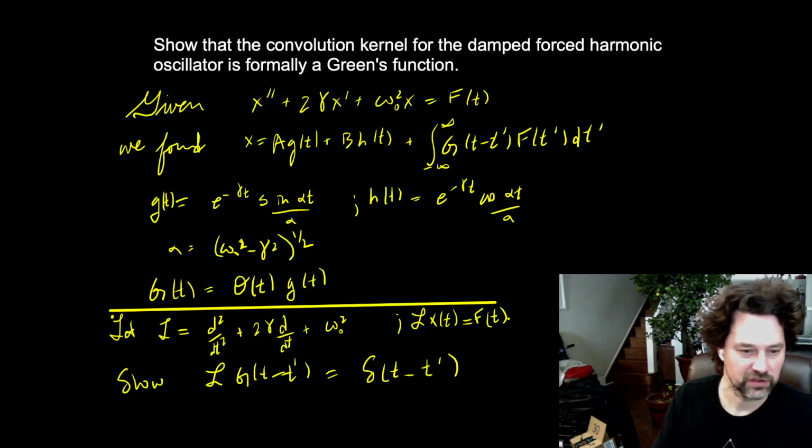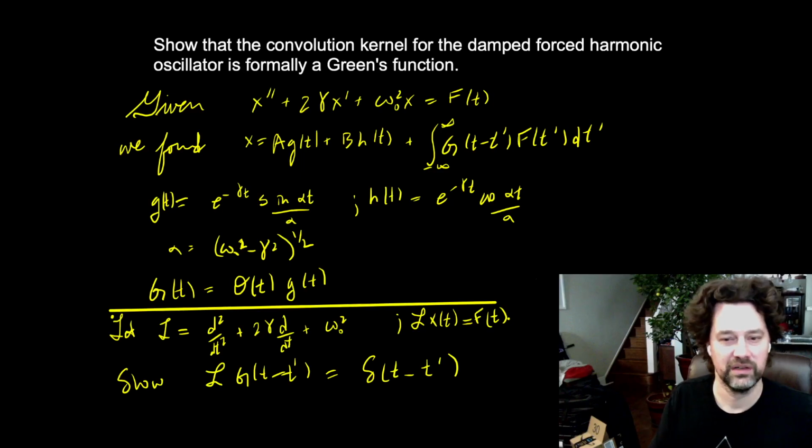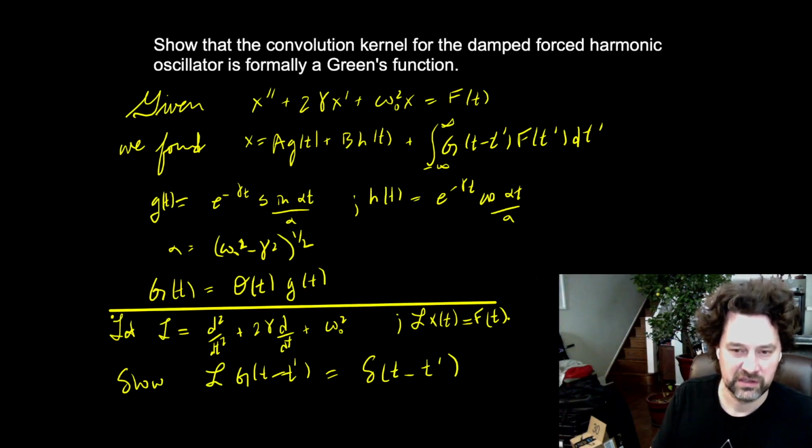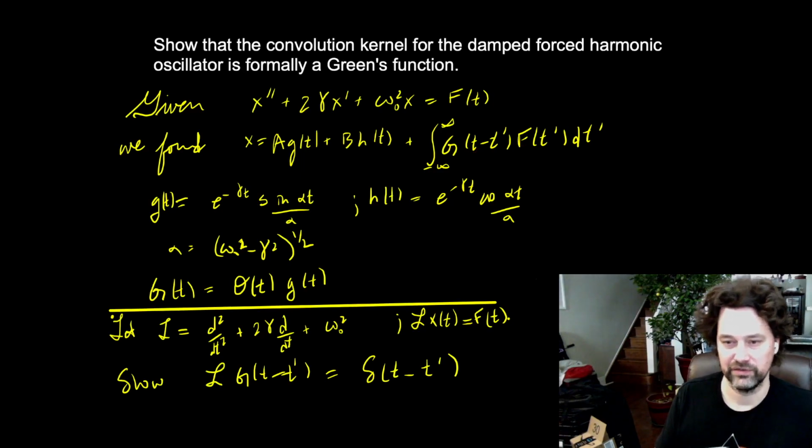We found a convolution kernel through Fourier transform and contour integration means that has the form of theta of t times g of t. It happens that one of our homogeneous solutions weighted by a Heaviside theta function is in fact our integral kernel, which pulls in all of the contributions from our forcing function if we convolve our integral kernel with f of t.